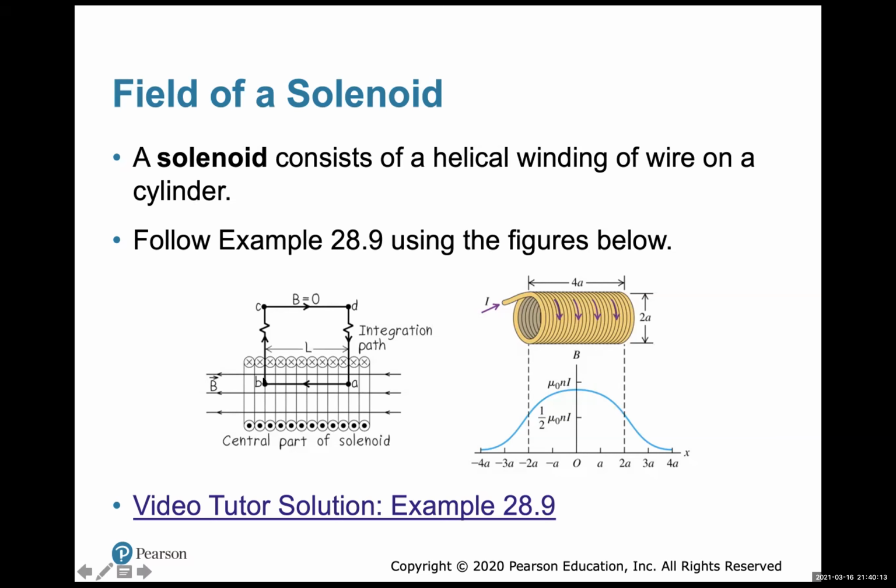But these paths, B to C and D to A, are perpendicular to the field. So the circulation, the path integral along those paths, is 0 because the dot product needs them to be parallel.